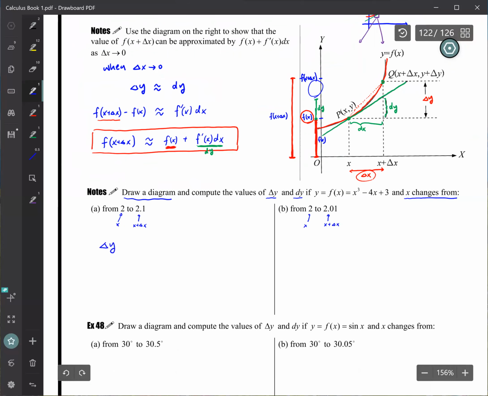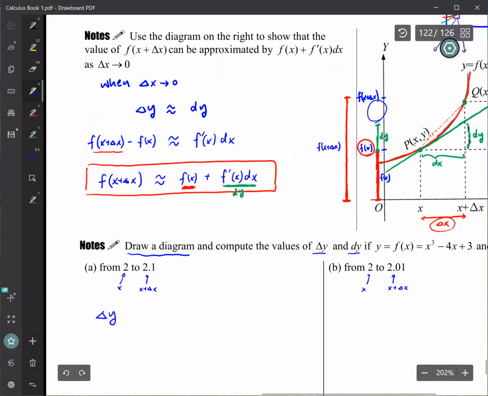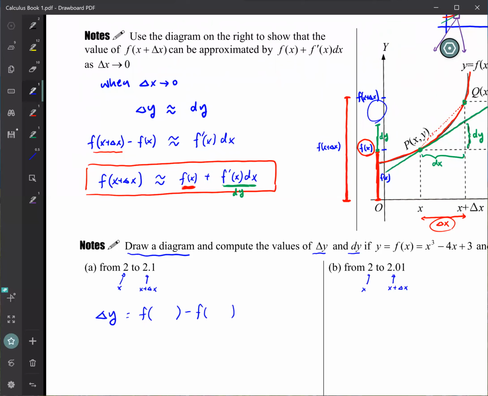To find delta y, you look at the formula, right? To find delta y, you take the y of each one, so it'll be f of something minus f of something. Which one should go in first? F of x plus delta x first. So it will be 2.1, right? And then the other one will be f of 2. Okay, and then we will plug into the function.